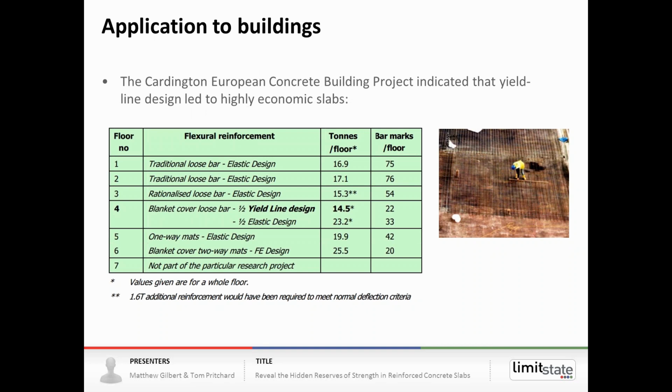And what they found was that yield line design led to the lightest or lowest tonnage required for a given slab, but also it led to very, very simple reinforcement configuration. So we have the lowest tonnage, 14.5 tons per floor required, and almost the lowest number of bar marks, which is an indication of complexity of the reinforcement. So kind of double benefits there from using the yield line method.